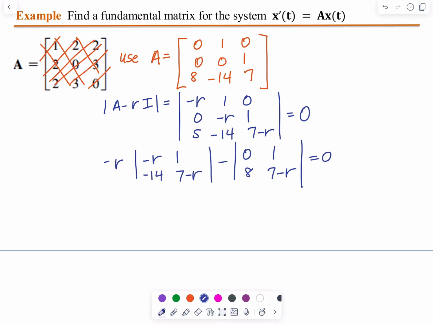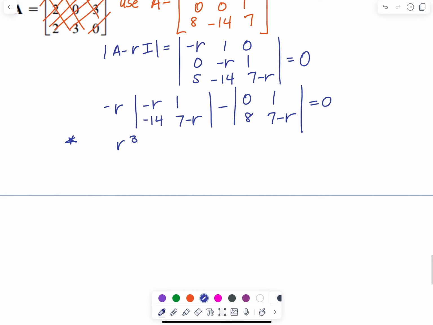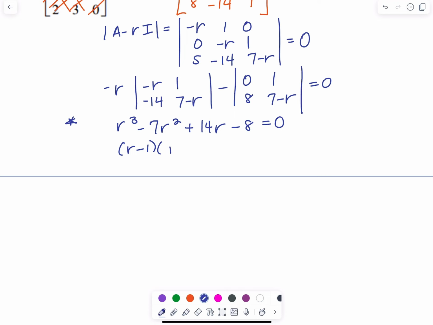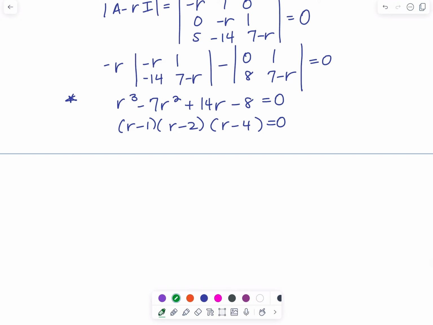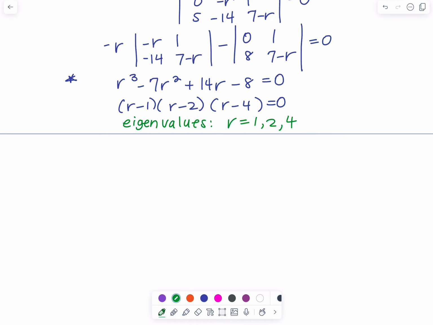I went ahead and did some of this algebra, and we end up with r cubed minus 7r squared plus 14r minus 8 equal to 0. Factoring that, we have r minus 1 multiplied by r minus 2 and r minus 4 equal to 0. So we have 3 distinct eigenvalues, r equal to 1, 2, and 4. The eigenvectors associated with these eigenvalues are linearly independent, so they can be used to find 3 linearly independent solutions.